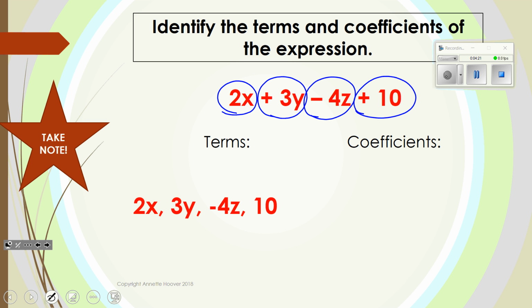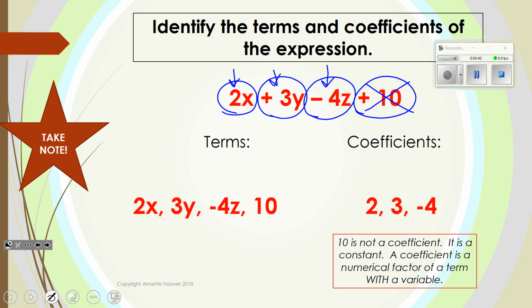For the coefficients, you look at the terms, which ones have variables? They all have variables except the last one. So the numbers in front of those variables would be the coefficients. So we just have 2, 3, and -4. And we just list them with commas in between. 10 is not a coefficient because there is not a variable attached to it. So it is called a constant.